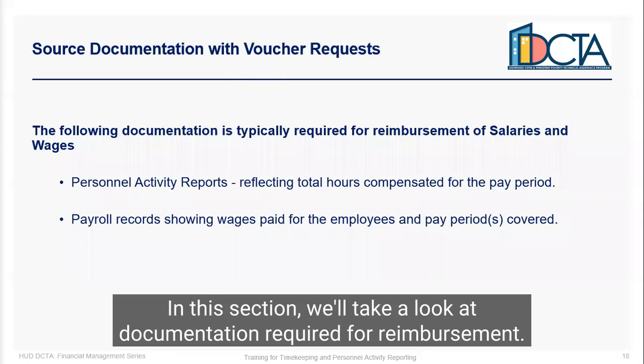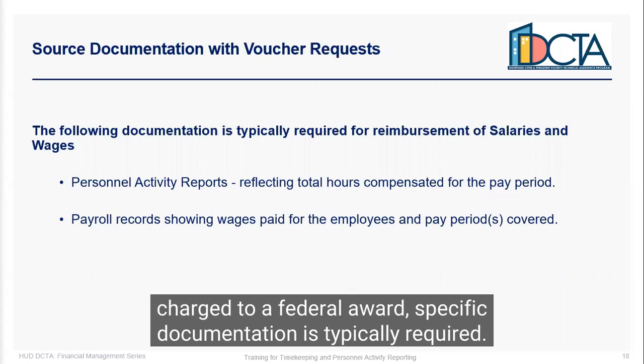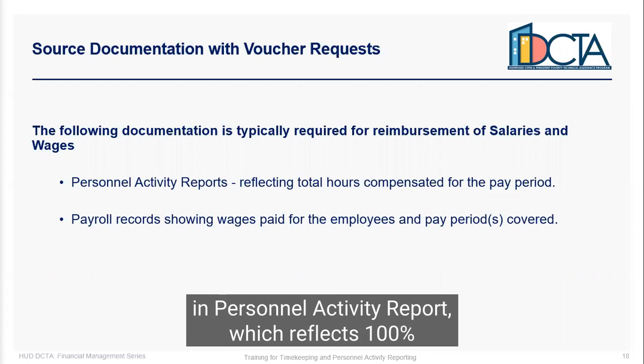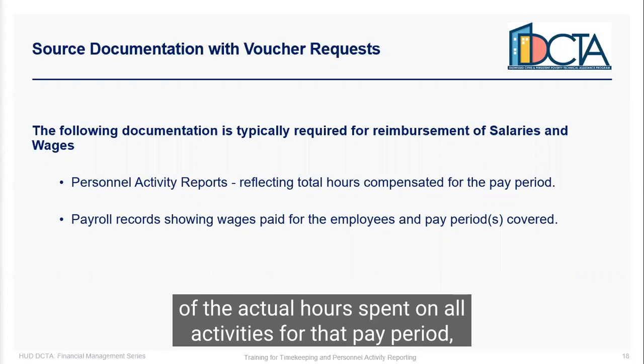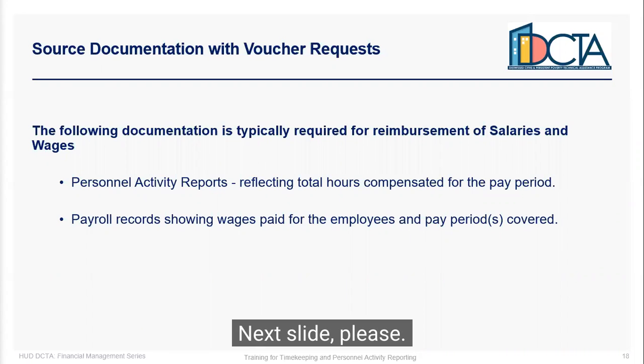In this section, we'll take a look at documentation required for reimbursement. For reimbursement of salary and wages charged to a federal award, specific documentation is typically required. The required documentation for reimbursement of salary and wages are a personnel activity report, which reflects 100% of the actual hours spent on all activities for that pay period, and payroll records showing wages paid during that covered period. Next slide, please.